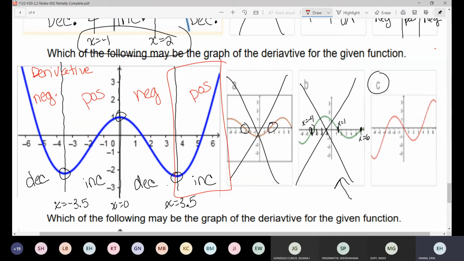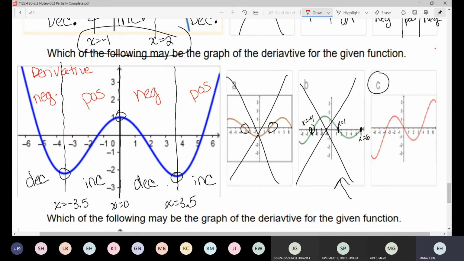So then to triple check, this graph that we chose for our option starts below the x-axis, then goes above, then goes below, then goes above. And again, I don't care what it's doing above or below the x-axis as long as it is above or below the x-axis. Make sense?